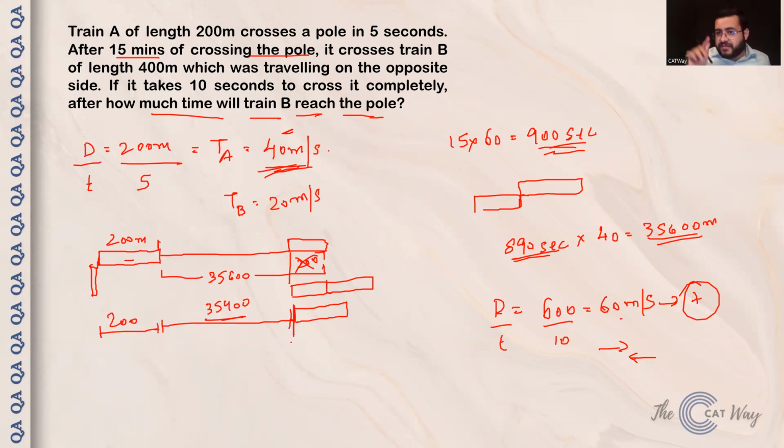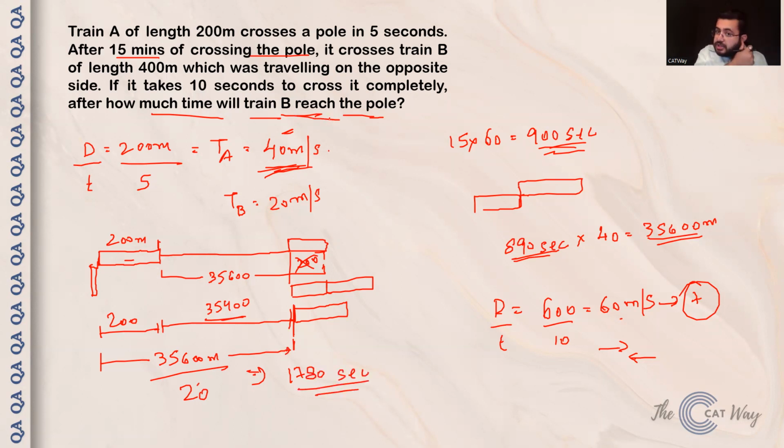That means after they have crossed, the front end of train B is what distance from the pole? It is 35,600 meters from the pole, right? And because it is traveling at a speed of 20 meters per second, the time it is going to take will be equal to 35,600 divided by 20. That is 1780 seconds to reach the pole. Because the question is, when does it reach the pole? So the correct answer for this question is going to be 1780 seconds.